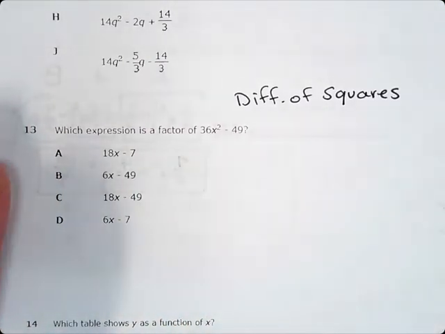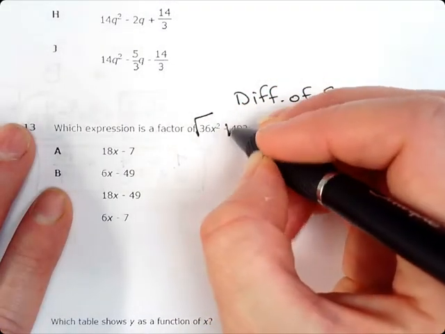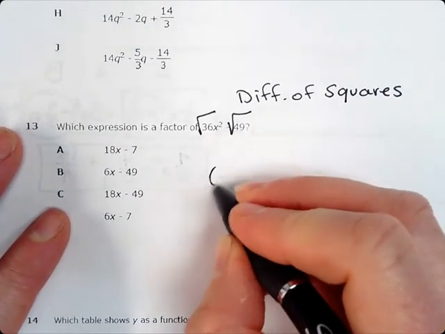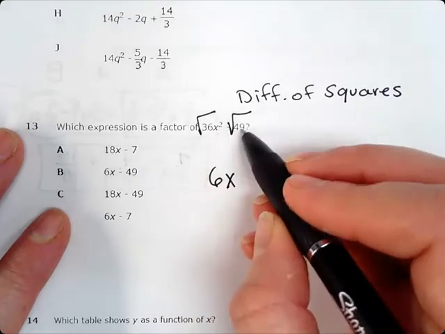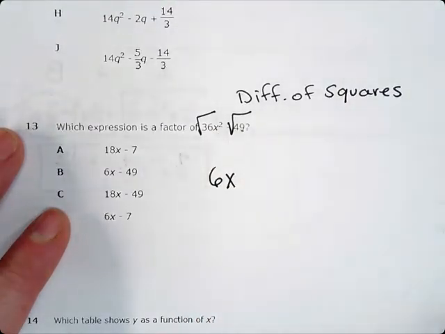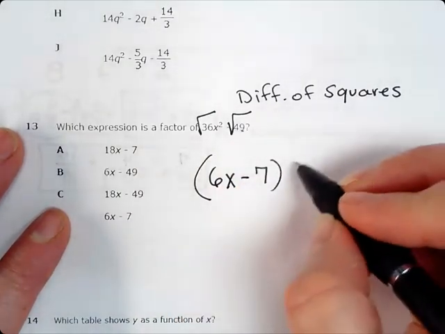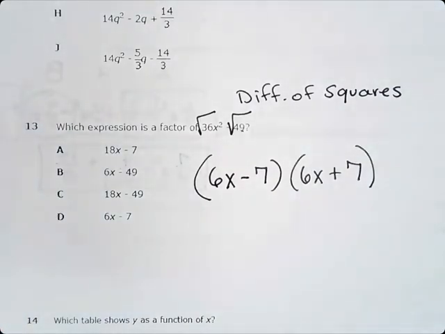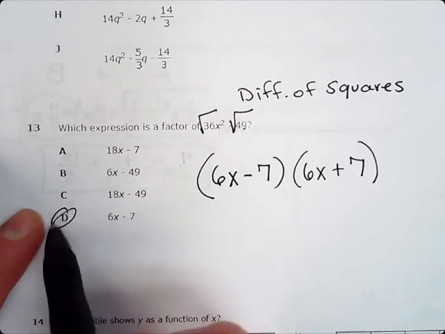But the way that we can factor this or determine if it's a factor is you would take the square root of each of these. So the square root of 36 is 6. Square root of x squared is x. Square root of 49 is 7 and negative 7. So we do minus 7. And another factor would be 6x plus 7. Because you want both the positive and the negative version of them. So the one that is the factor would be D.